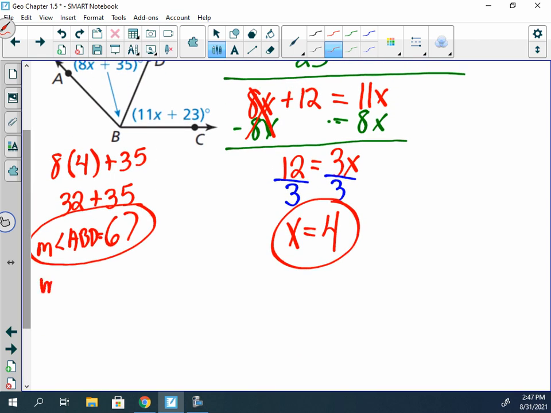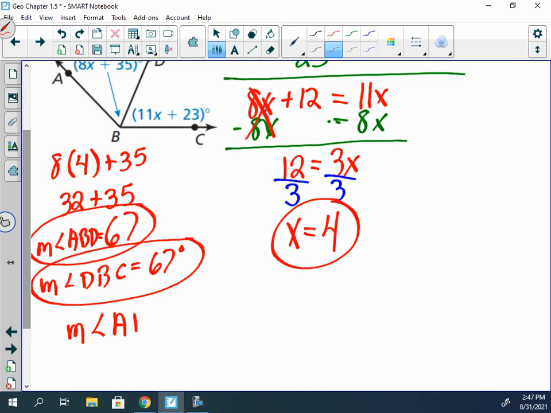So the measure of angle DBC is 67 degrees also. Because we didn't have to plug it in because we knew that our ray bisected the angle in half. So it should be 67. And if we wanted to know the measure of angle ABC, the whole angle would be 67 and 67 added together, which would give us 134. And that's it.